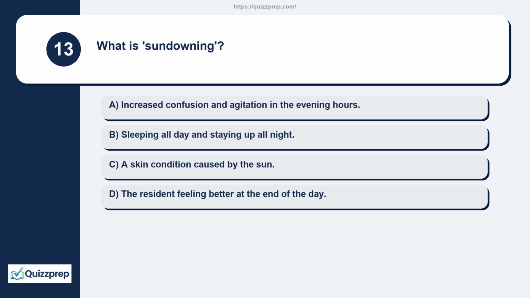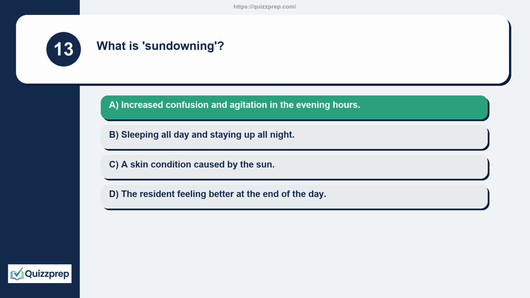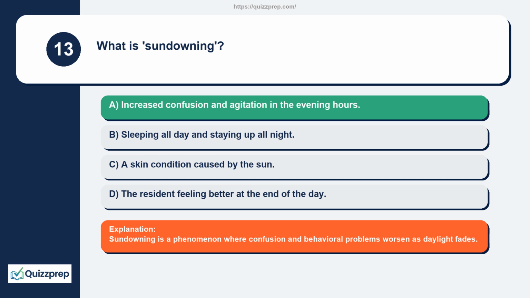Question 13. What is sundowning? Increased confusion and agitation in the evening hours, sleeping all day and staying up all night, a skin condition caused by the sun, the resident feeling better at the end of the day. Sundowning is a phenomenon where confusion and behavioral problems worsen as daylight fades.